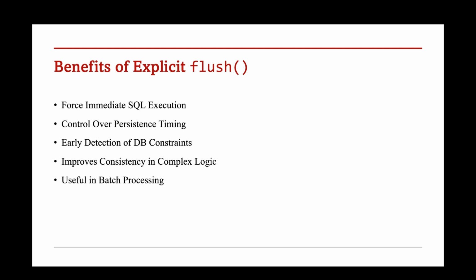In batch jobs or loops updating hundreds or thousands of records, memory usage can spike because Hibernate stores all managed entities. By periodically calling flush, you push changes to the DB, free up memory, and avoid memory leaks or out-of-memory errors.